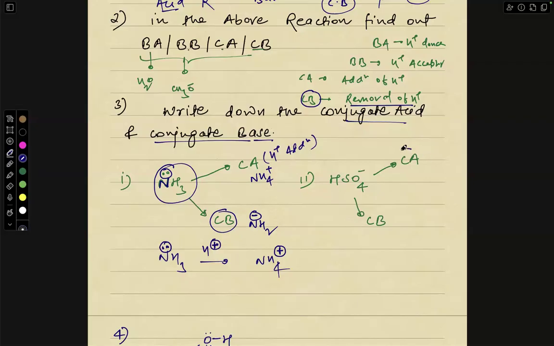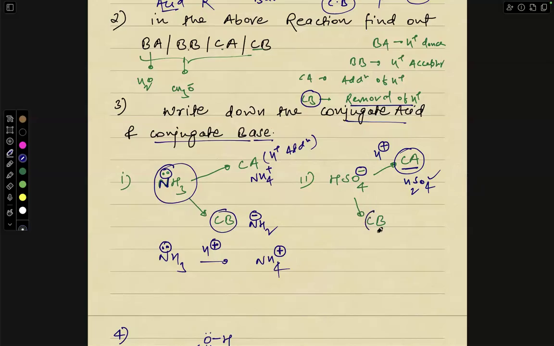Okay, what is the conjugate acid of H2SO4? Tell me, everyone. HSO4 minus, conjugate acid means addition of a proton. So proton addition, we have an extra proton, so H2SO4. And this is neutral. Why? Because this is negative and this is positive, they cancel out. So the product would be neutral.